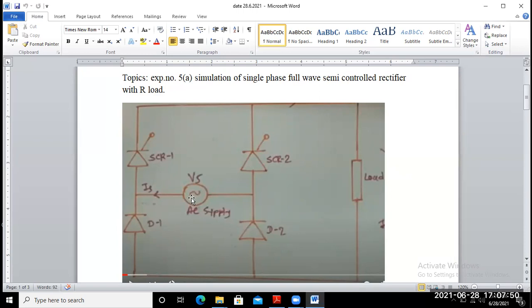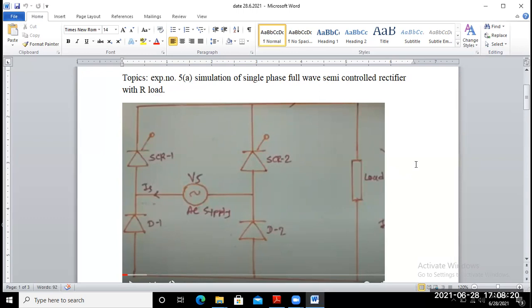So you will find from this circuit that this one and this one are in forward bias. If the gate pulse is provided to this SCR, then current flows through this path from the positive terminal to SCR1 and goes to the load. Okay, and again comes back through the diode D2 to the negative polarity of the supply. So this is the mode 1 operation of the half control rectifier.